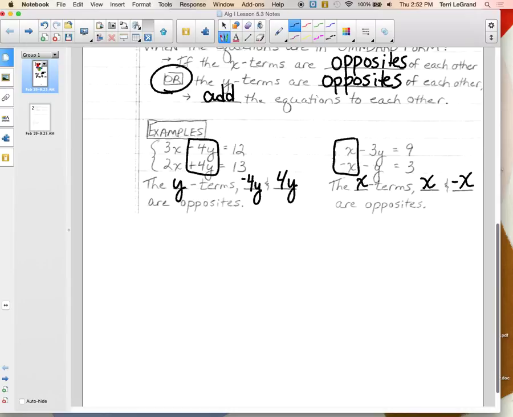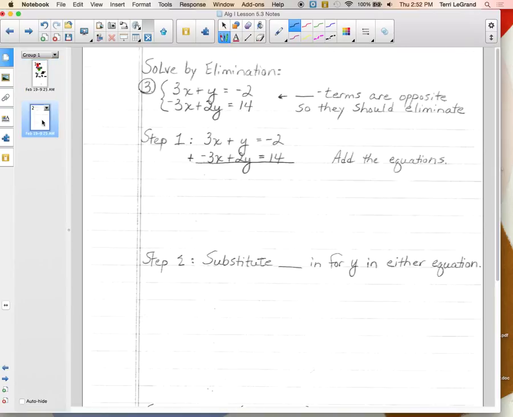Okay, so first thing you've got to do is look at the equations. You've got to decide, are both the equations in standard form? And if they are, do we have any opposites? Are the x's, the a's, opposites? Or the y's, the b's, opposites? And then we can go to setting up an addition problem if they are. So let's go to the backside and practice a couple of these.